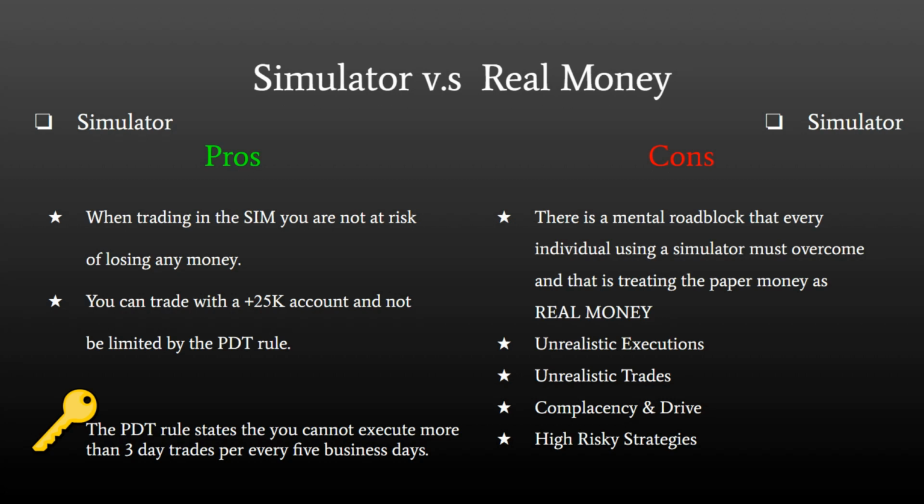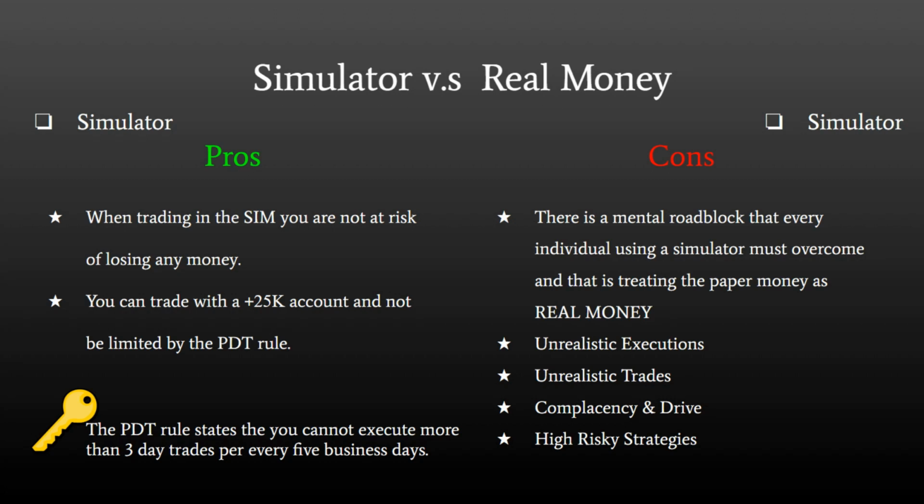So, that's something that the simulator really helps you with, getting past that barrier until you can possibly borrow the money to invest the $25,000 as you get good over time in the simulator, or save up the money on your own. So some of the cons, right?